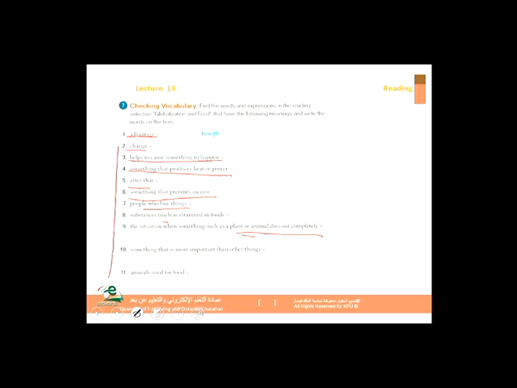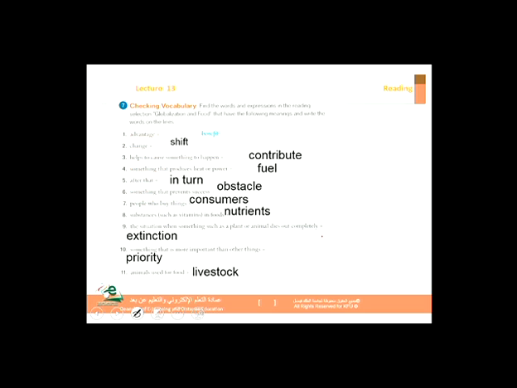Once you have answered, just pause the video. Once you have answered, play the video again and check your answers. I'm going to show you the answers now straight away. And the answers are: shift, to change. Helps something to cause something to happen. Contribute. It helps to cause something to happen.